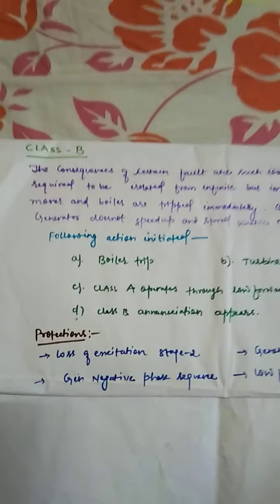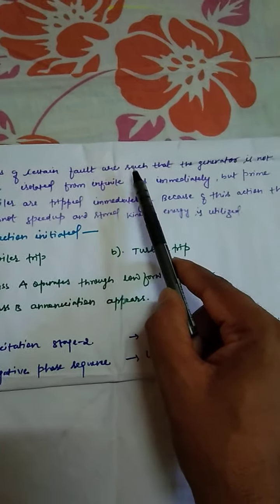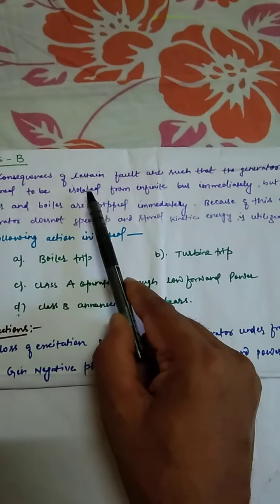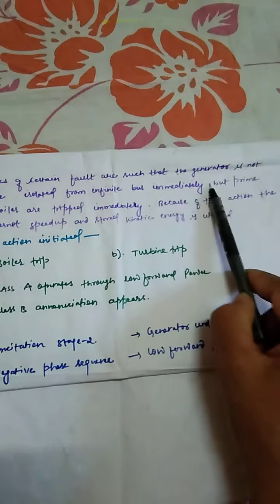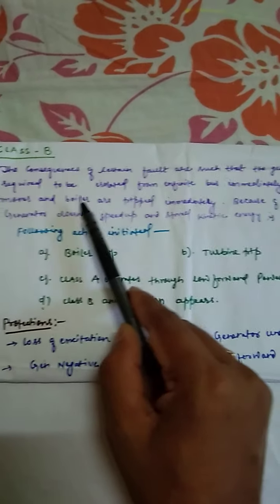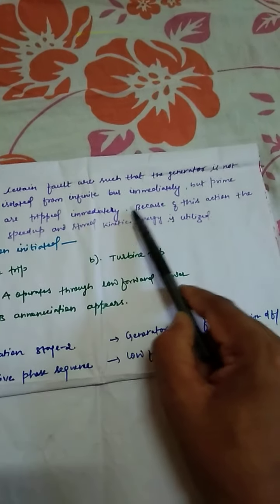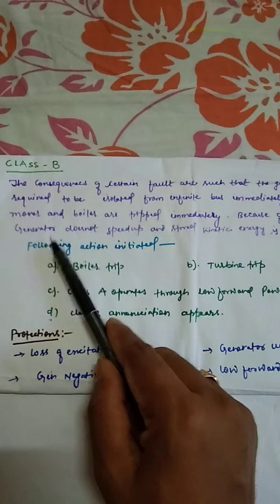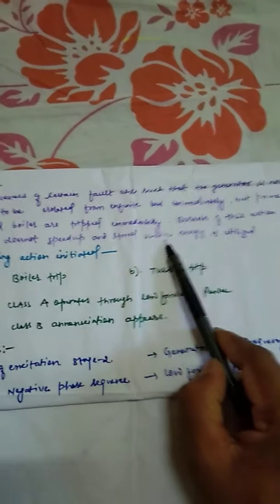What happens? The consequences of certain faults are such that the generator is not required to be isolated from the infinite bus immediately, but the prime mover and boiler are tripped immediately. Because of this action, the generator doesn't speed up and the stored kinetic energy is utilized.